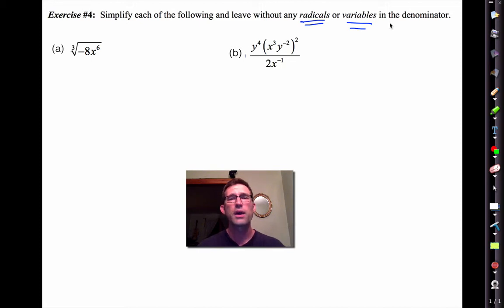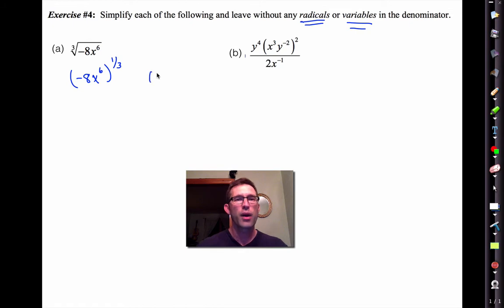All right. So again, what I'd like you to do is pause the video now, take a little bit of time to work on both of these, and see what you get. All right, let's go through them. Now, in this particular problem, I think what I'm going to immediately do in order to use the properties of exponents is I'm going to change that cubed root into a 1/3 power.